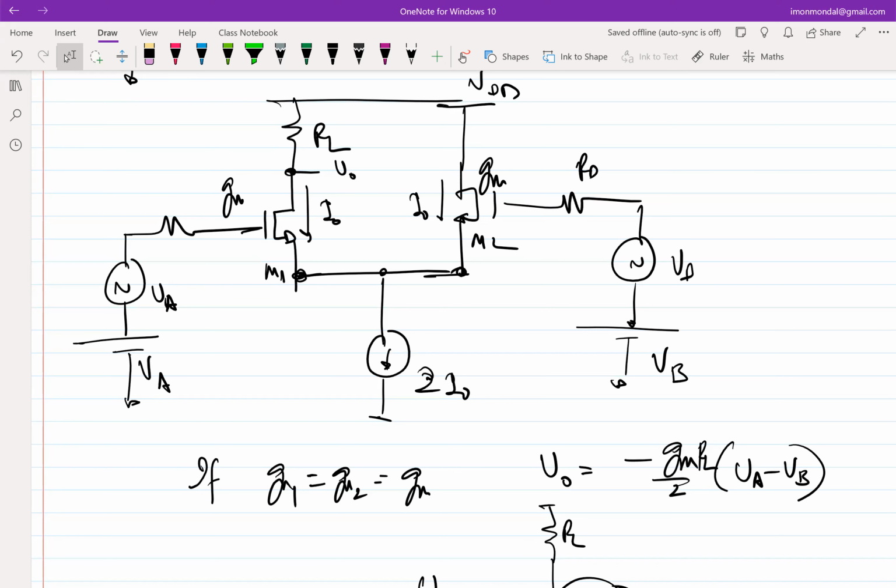Okay, fine. Any questions? Okay, so in the next class, we'll start from here and we'll get into the analysis of the common source differential amplifier in more detail.